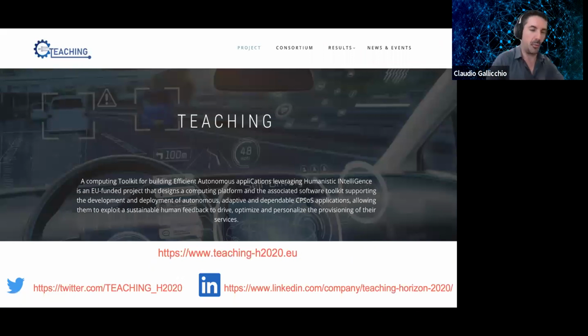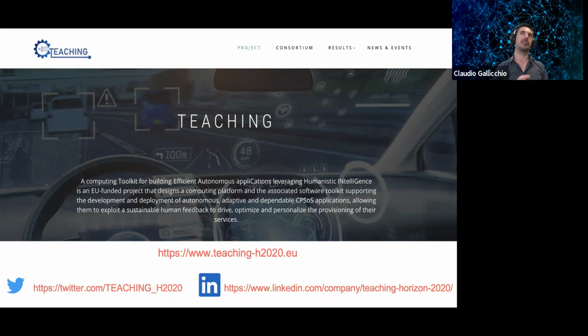Nowadays, we are using this concept of reservoir computing within this project that is called Teaching. This is a European project that is running, an H2020 project. You can find information on our website or in our Twitter or LinkedIn accounts. But the point is that now we are dealing with cyber-physical systems of systems, and the central role played by the human inside of this system.